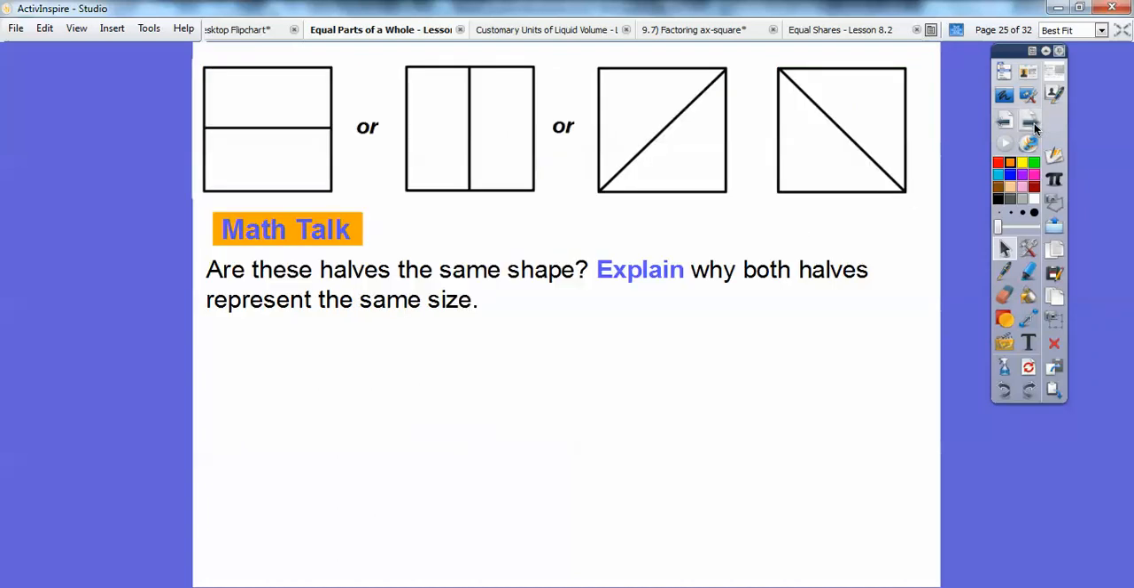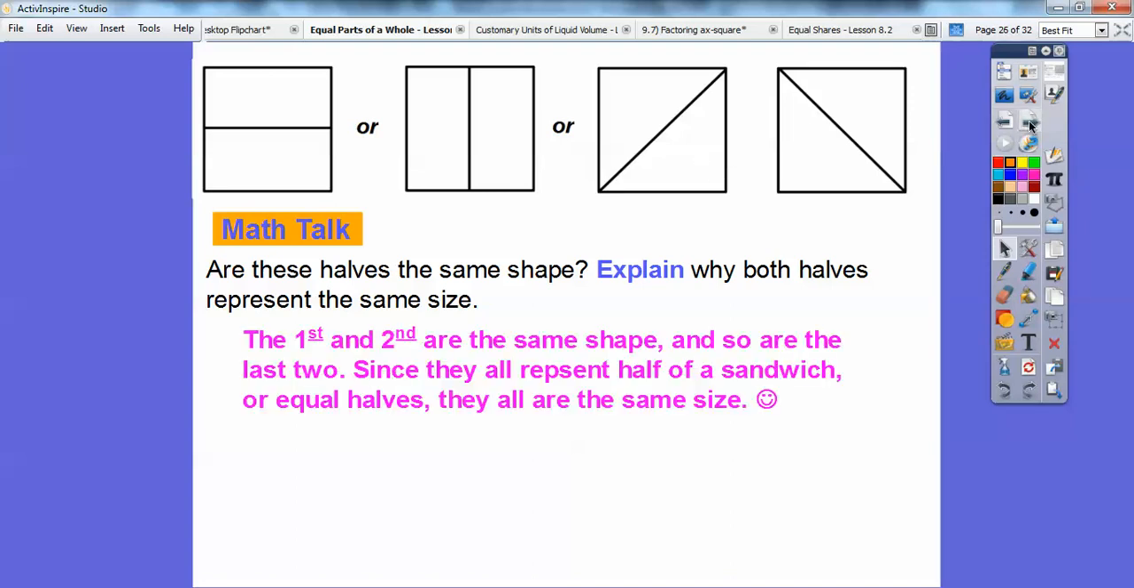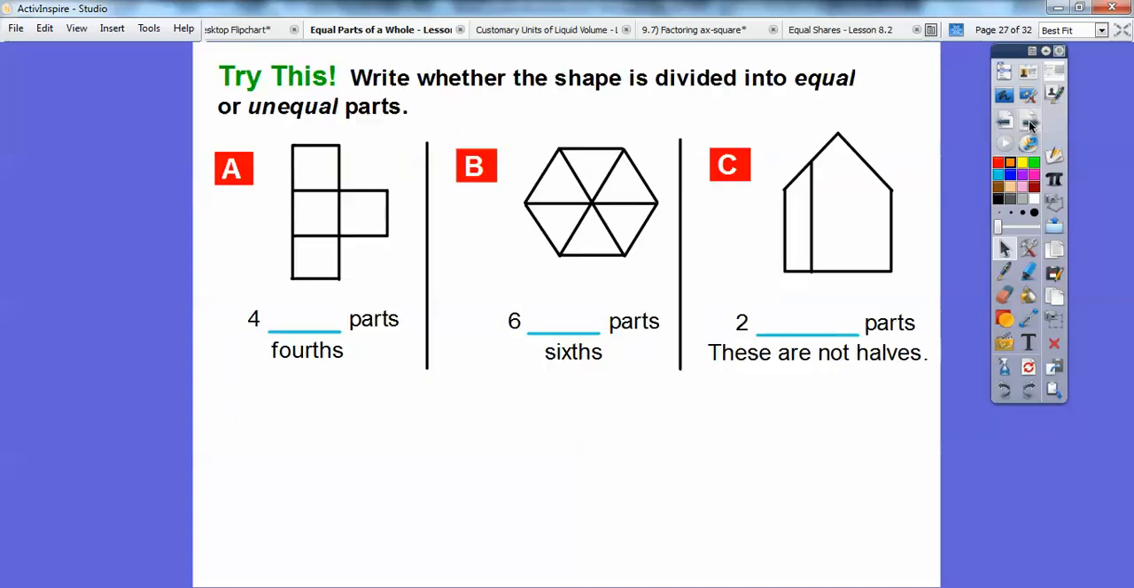Are these halves the same shape? Well, they're not all the same shape. I'd say these two are the same shape, and these two are the same shape. Can you see that this is about the same size as that right there? So the first and second are the same shape, and so are the last two. Since they all represent half the sandwich, they're all equal amounts of the sandwich, or equal halves. They're all the same size, just different shapes.